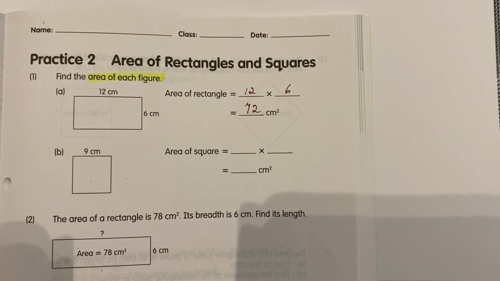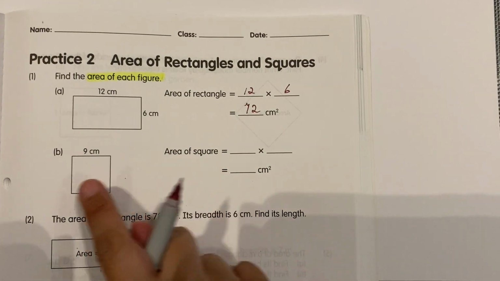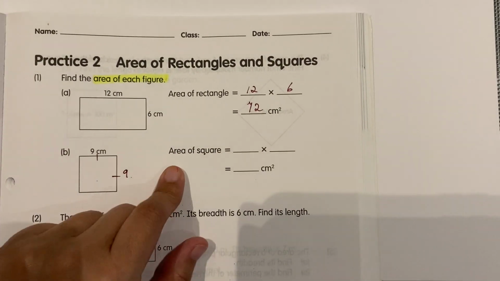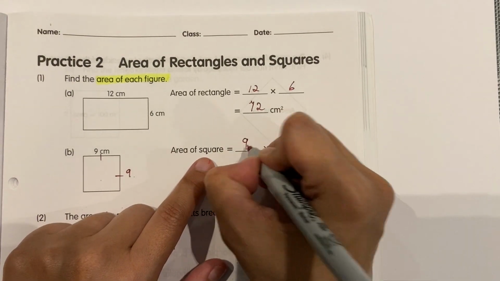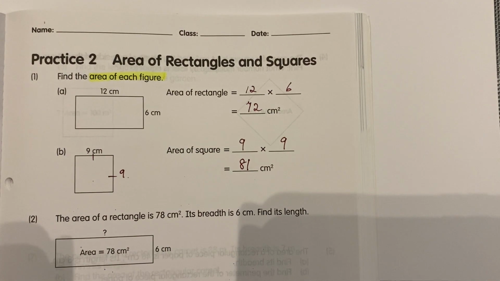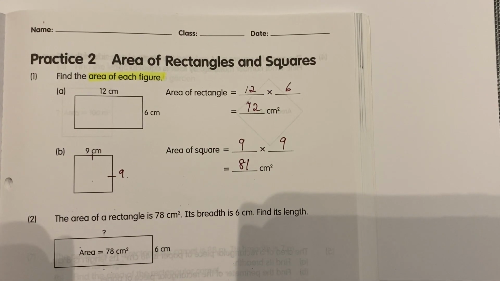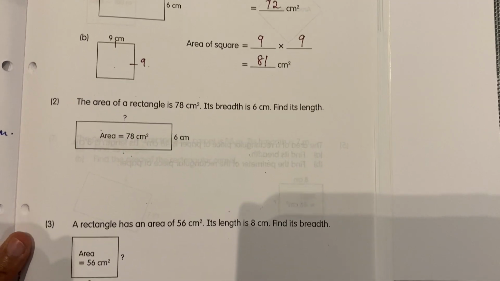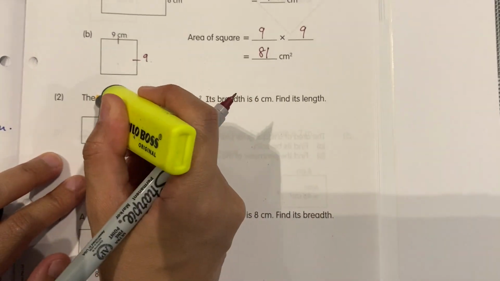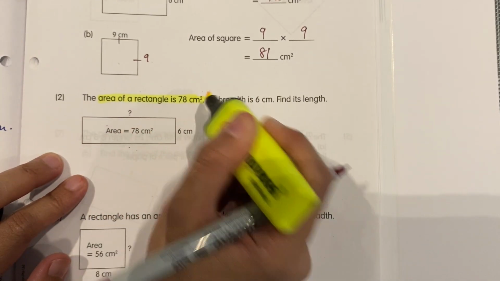centimeters square. Now this is a square. Square means all the sides are equal. Area of the square is 9 times 9, so your answer is 81 square centimeters. Next. Area of the rectangle is 78. So remember, this is area.